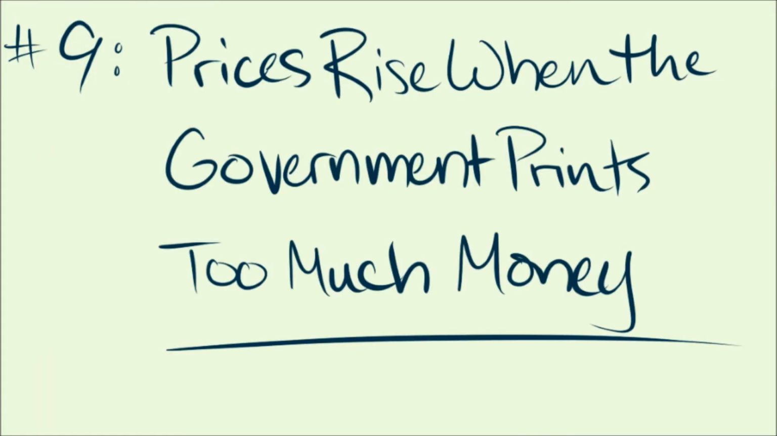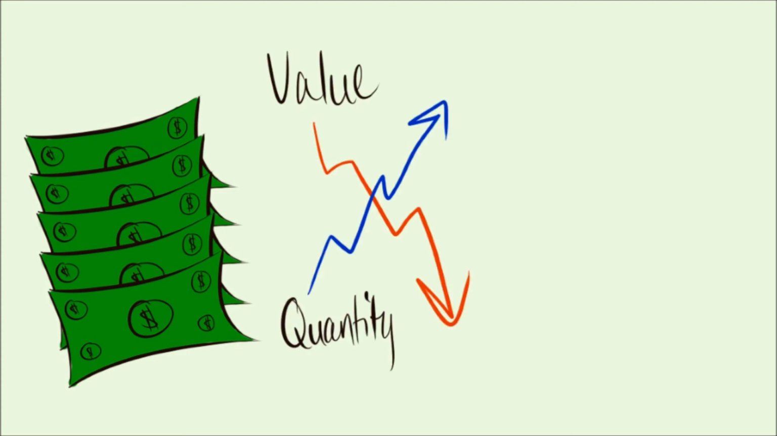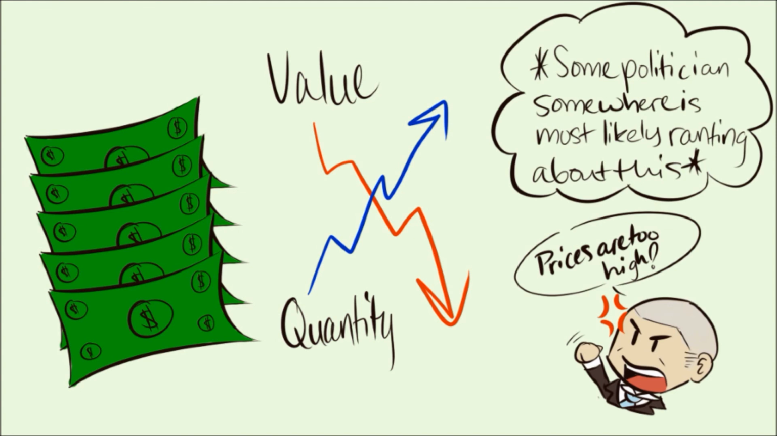9. Prices rise when the government prints too much money. In a sense, this principle is the basic definition of inflation. When a government creates large quantities of the nation's money, the value of the money falls. As a result, prices increase, requiring more of the same money to buy goods and services within the country.